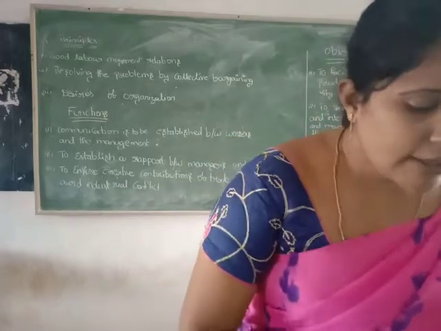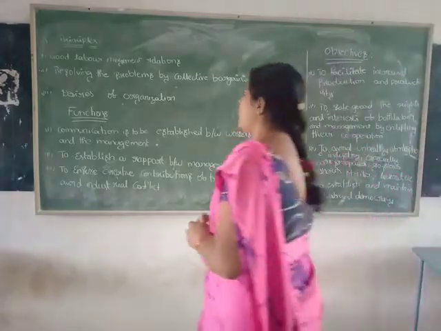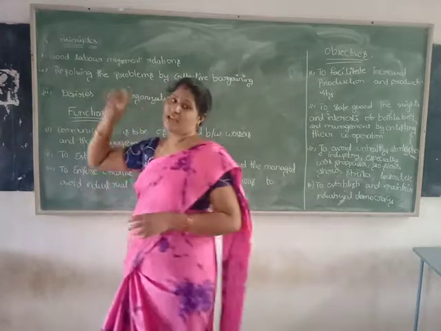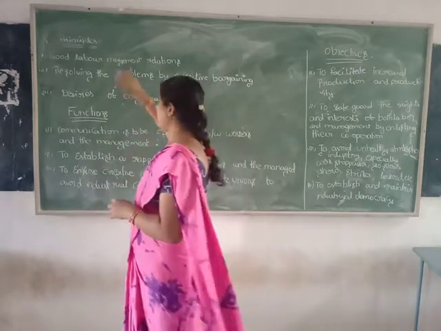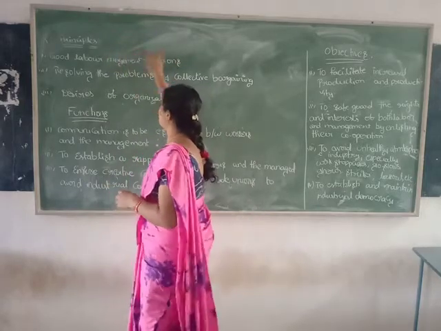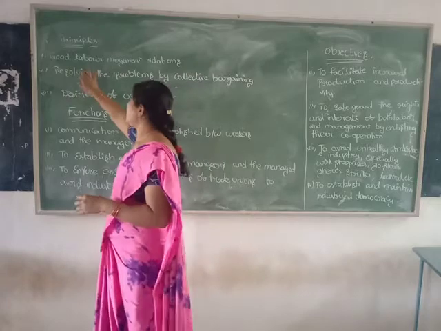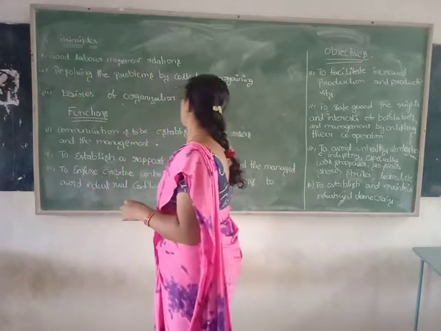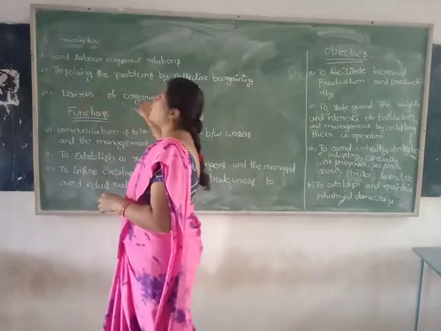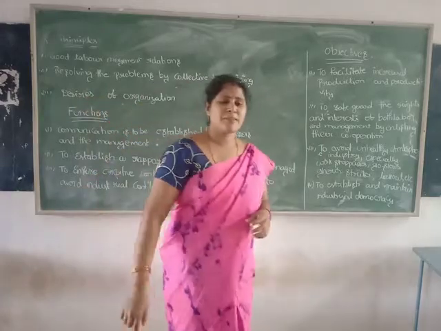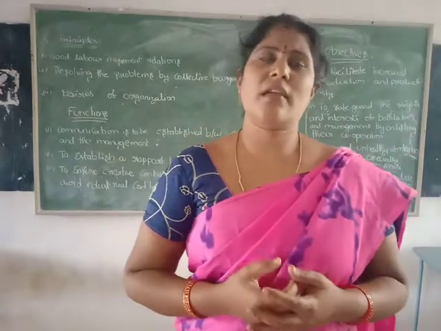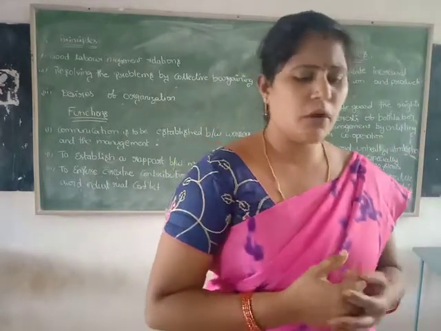Okay. Now let us see one more principle, the designs of organization. So these are the three major principles of industrial relations. The first one is good labor management relations. The second one is resolving the problems by collective bargaining. The next one is designs of organization. Design means something we want to do, something we want to get.